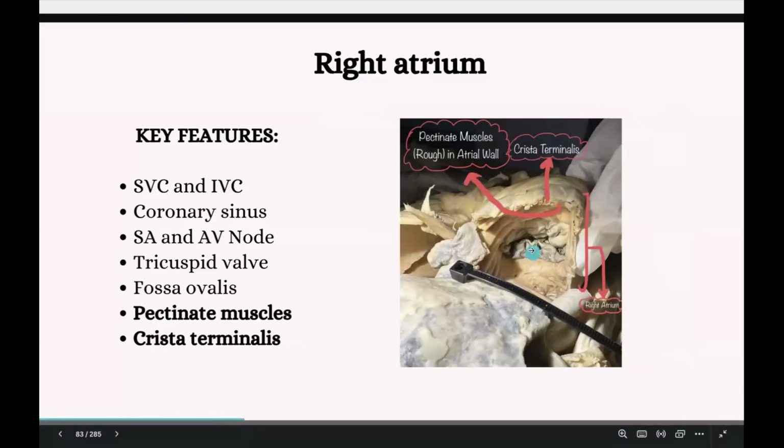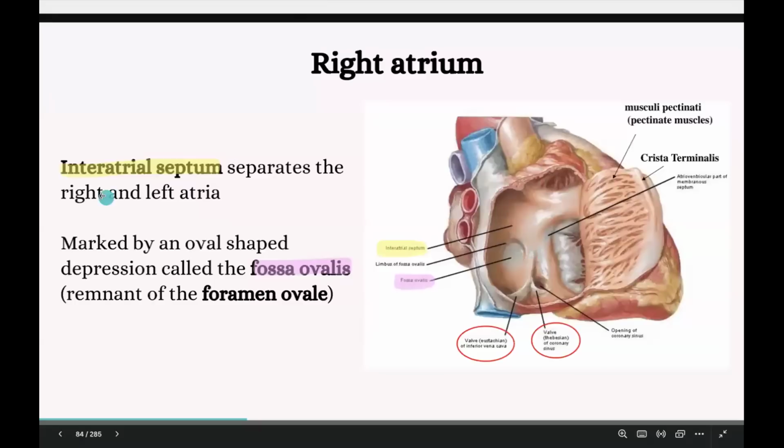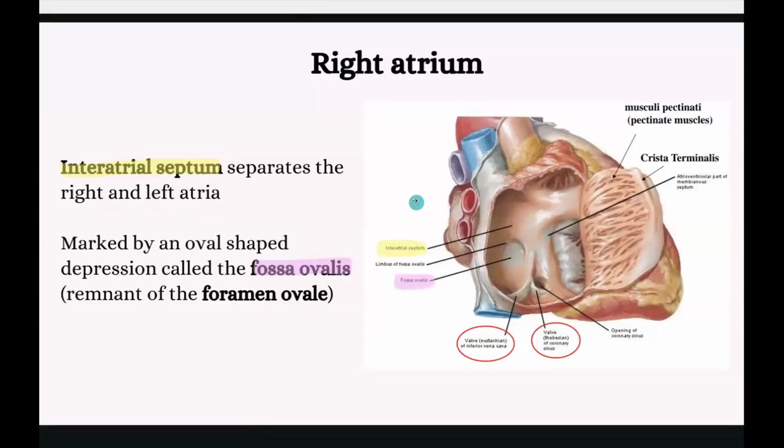Again, this is just another picture. I added every picture that I saw so that you guys can identify it in every picture. So whatever you get, inshallah, you'll know it. So you have the fossa ovalis, again, an oval shape. You have the interatrial septum, which is between the two atria. You have the pectinate muscles, which is the rough wall, and then the crista terminalis, dividing between the rough and the smooth wall.